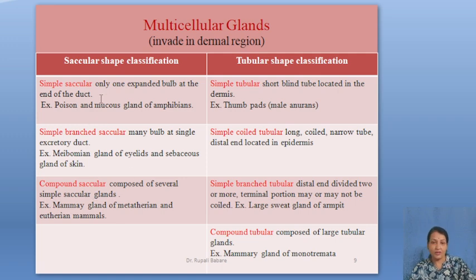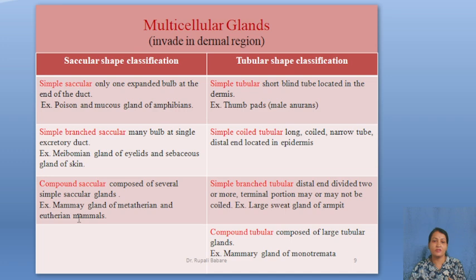First is the simple saccular, having only one expanded bulb at the end of the duct. The example is the poisonous and mucous gland of amphibians. Second is the simple branched saccular, having many bulbs at the end of an exterior duct. The example of this type is the meibomian gland of eyelids and sebaceous gland of skin. Third one is the compound saccular, which is composed of several simple saccular glands. Example is the mammary gland of metatherian and eutherian mammals.